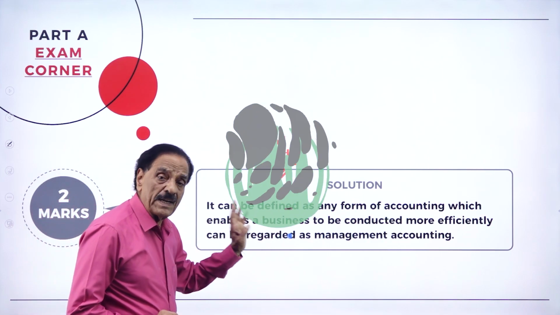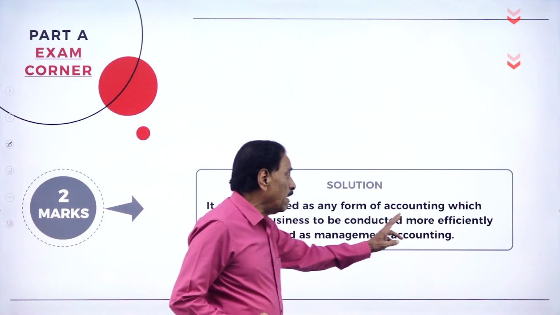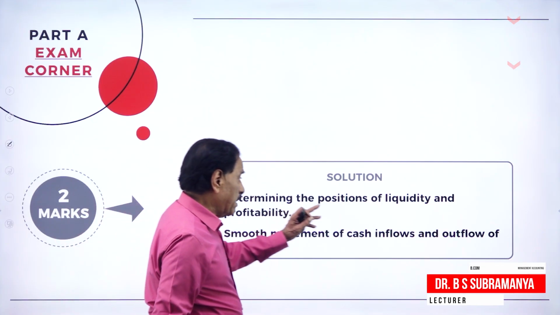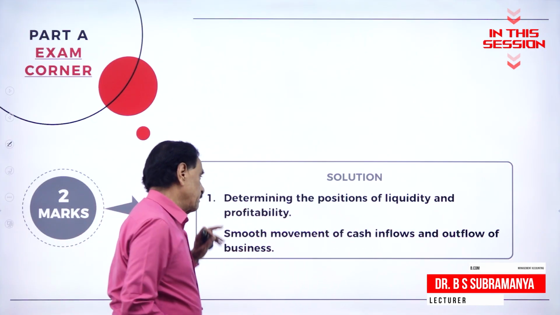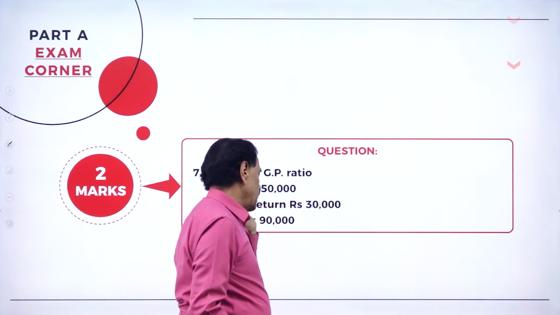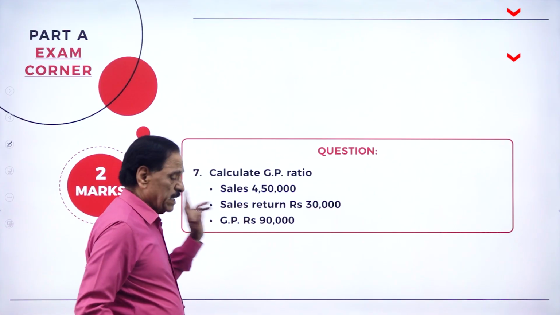It can be defined as any form of accounting that determines the position of liquidity and profitability. Sales is 4,50,000, sales return is 30,000, GP is 90,000.